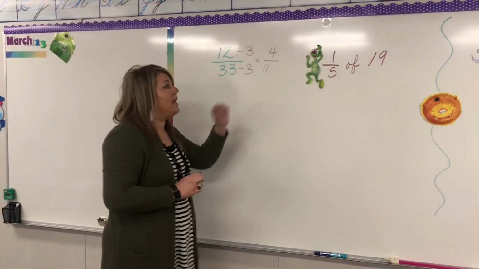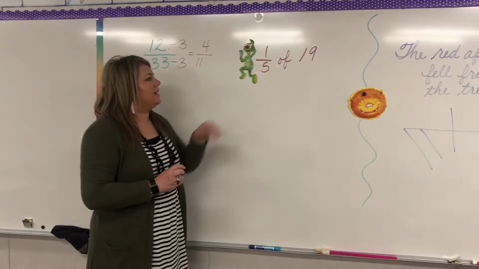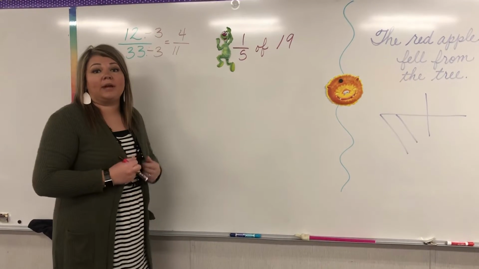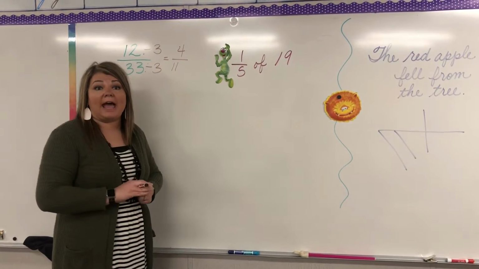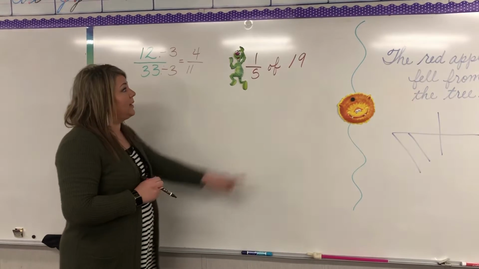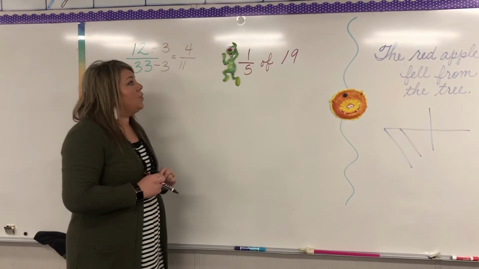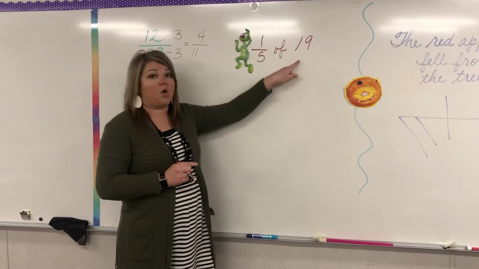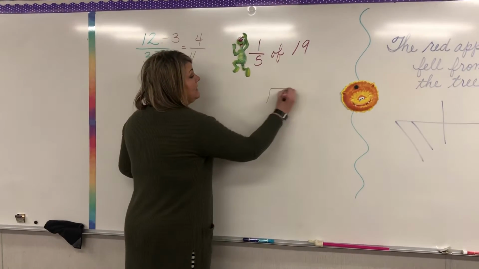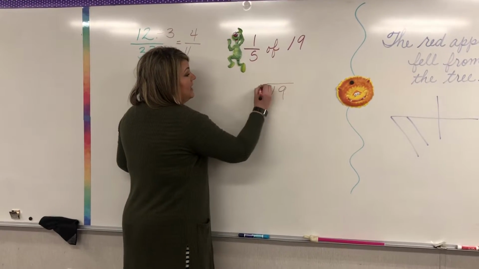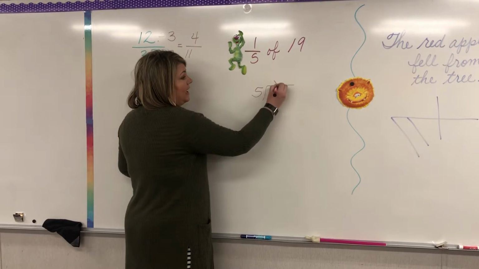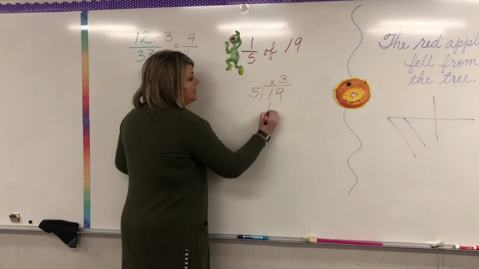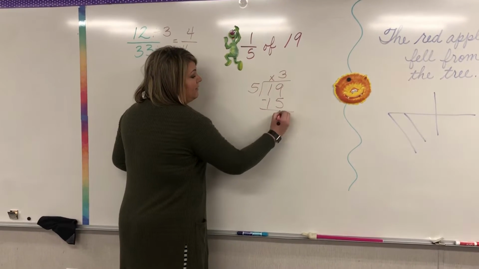Now, our next one, this is kind of a new concept where we're finding a fractional part of a number and then writing our remainder as a fraction. So remember, when we have 1/5 of 19, we would take the denominator and divide it into our whole number. So we would put 19 in the house and 5 on the outside. 5 goes into 19 3 times. 3 times 5 is 15, subtract and get 4.